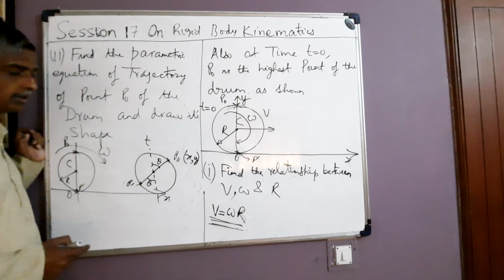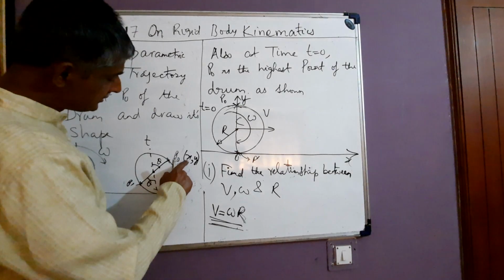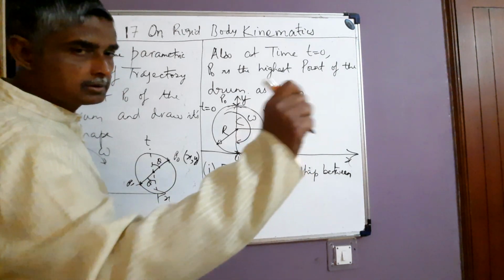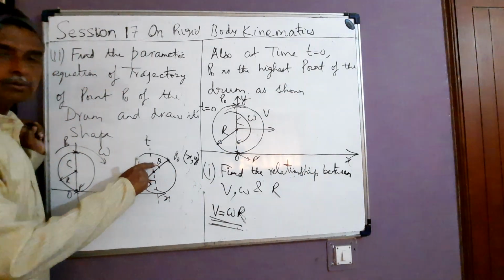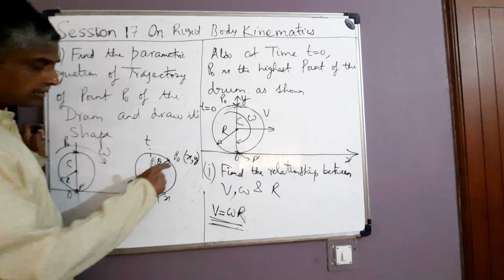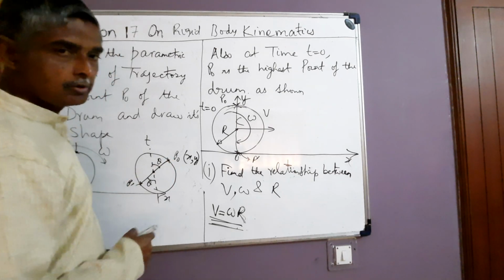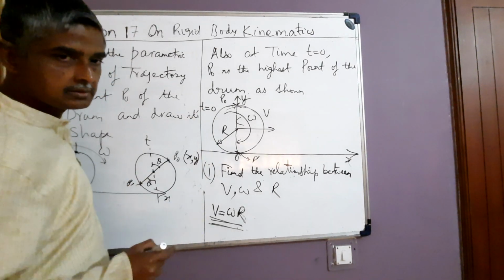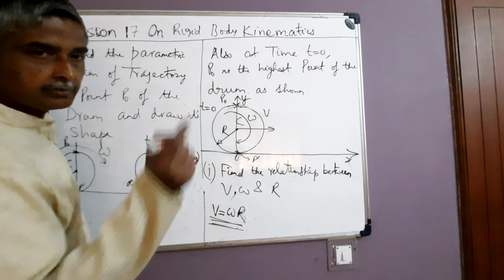Parametric equation of trajectory meaning we have to express its coordinates x and y in terms of some third variable, say theta. That will be the parametric equation of point P naught of the drum, which rolls without slip over a fixed surface, and its center moves at a constant speed v.